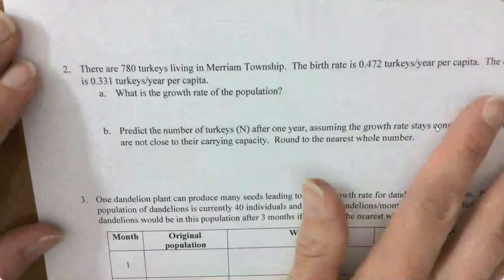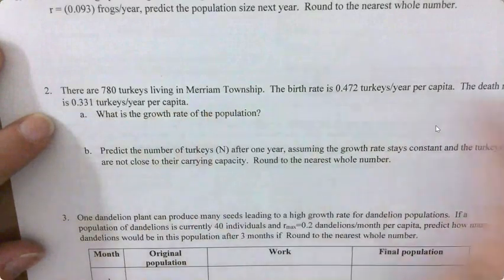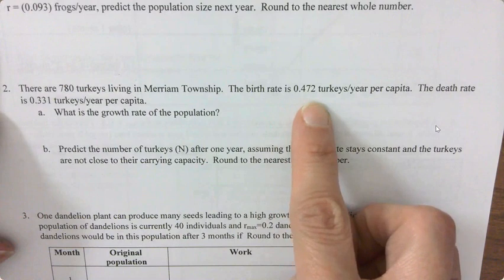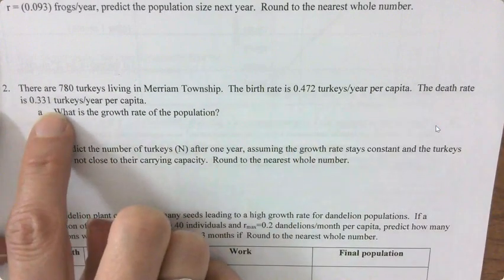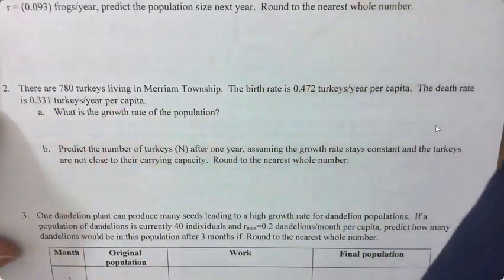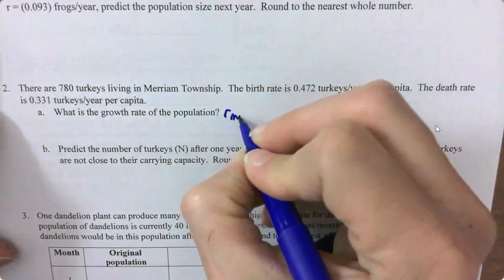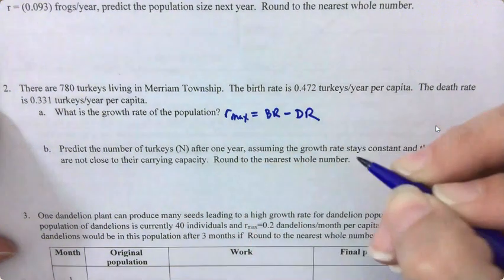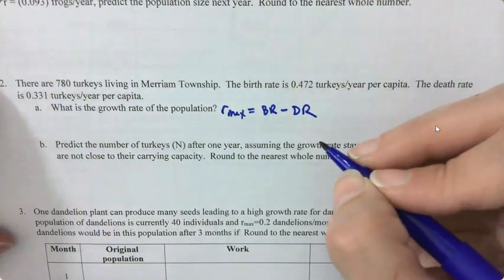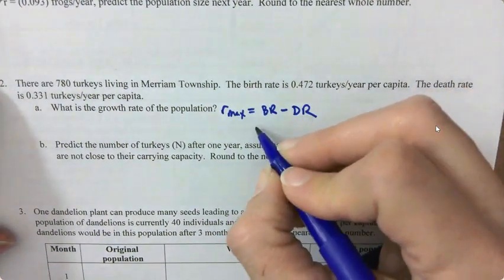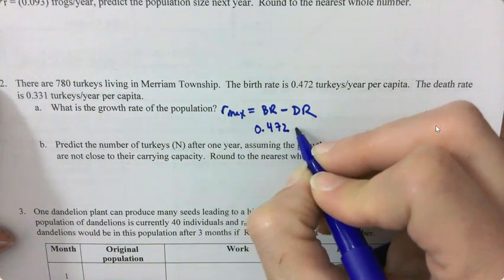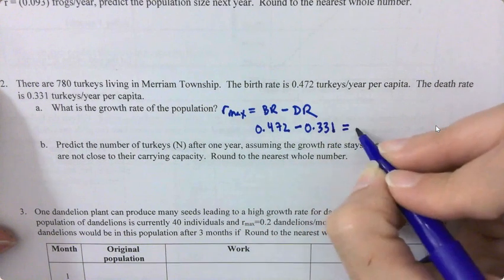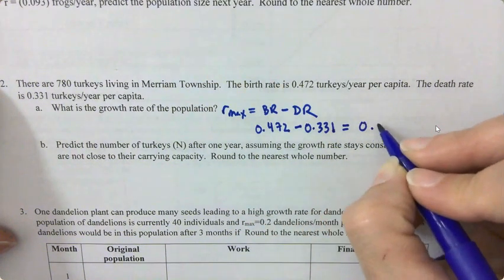Let's do 2. There are 780 turkeys living in Marion Township. The birth rate is 0.472 turkeys per year, and the death rate is 0.331 turkeys per year. We know that R max equals birth rate minus death rate. So that's the first thing that we need to calculate, right? R max is 0.472 minus 0.331, right? So R max is 0.141.